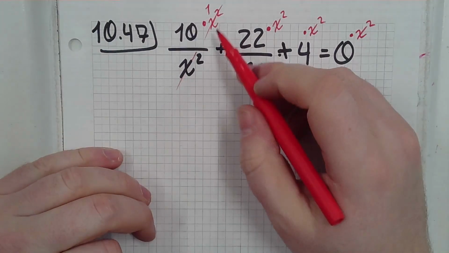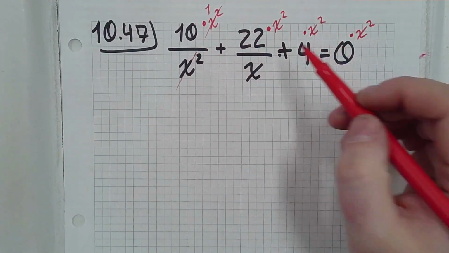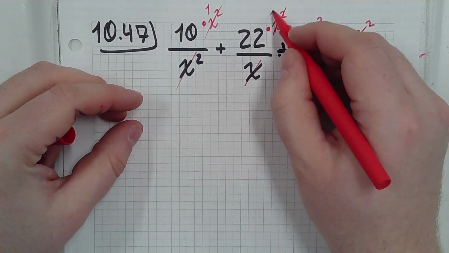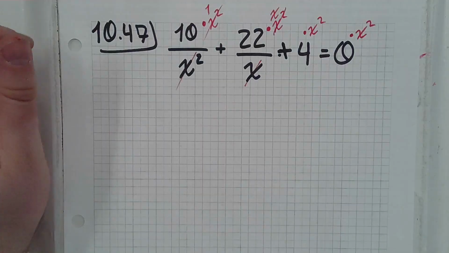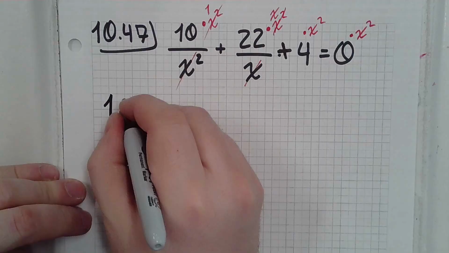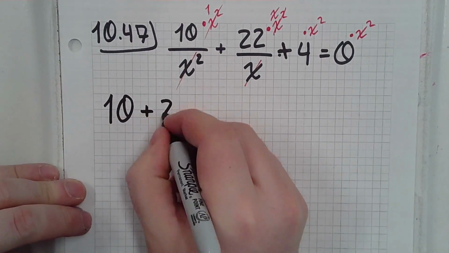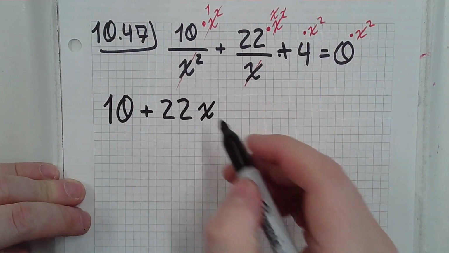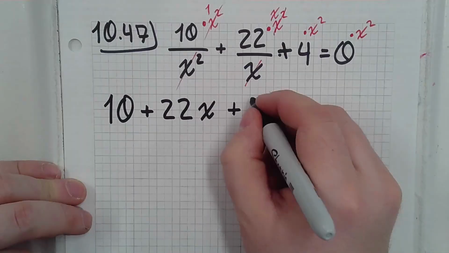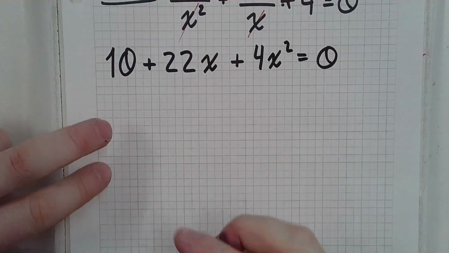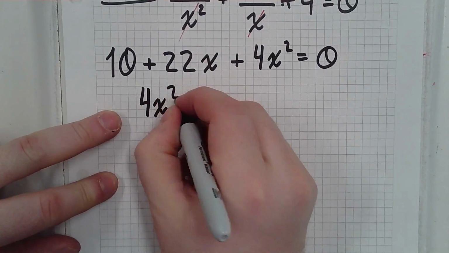And while this divided out to 1, anything divided by itself is 1, this does not divide out to 1, right? x squared divided by x just becomes a single x, right? And so our new equation is going to be 10 times 1, which is just 10, plus 22 times x, because the x is divided out, 1x was left, and then we get 4 times x squared, which is this, and x squared times 0 is 0.